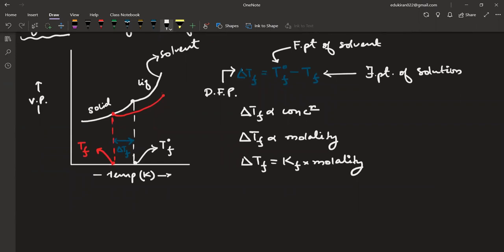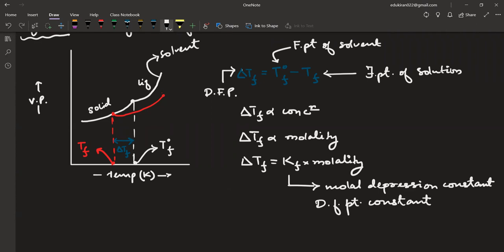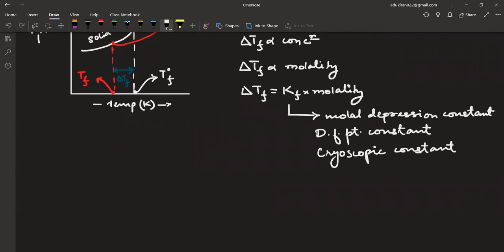Now, what is KF? KF will be the molar depression constant. It has also another name, which is known as depression in freezing point constant. Also known as cryoscopic constant. Okay, so let us write a few points. Molar depression constant, that is KF.